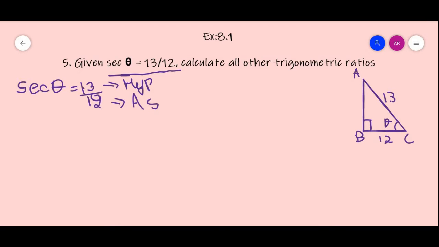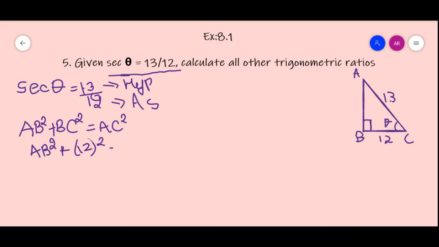Now let us try to find out the other side, and then we are going to find out the other trigonometric ratios. How do we find the other side, the unknown side? We are going to find it using the Pythagoras theorem. What does the Pythagoras theorem say? It says that AB square plus BC square is equal to AC square. What is the length of AB? We don't know AB, so I'm going to just write it as AB square itself. And BC square, what is the value of BC? It's going to be 12 whole square.